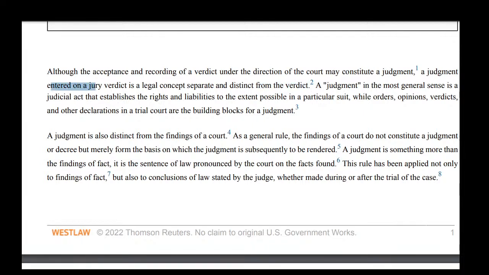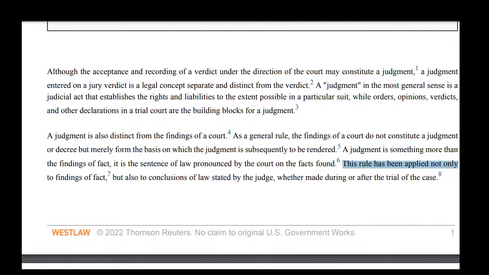So the judgment of the jury is a legal concept separate from the verdict of the jury. A judgment is also distinct from the findings of the court. As a general rule, the findings of the court do not constitute a judgment or decree, but merely form the basis on which the judgment is subsequently to be rendered. A judgment is something more than the findings of fact. It is a sentence of law pronounced by the court on the facts found.